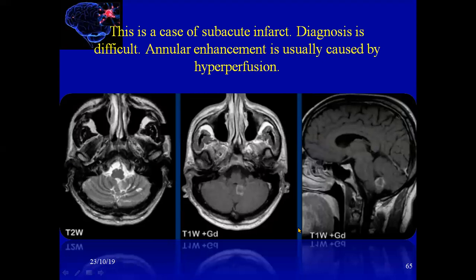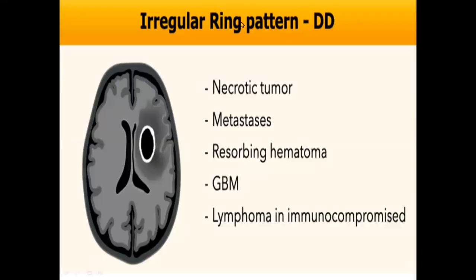This is a case of a subacute infarction here in the cerebellum that shows annular enhancement. That may be caused by hyperperfusion after ischemia. An irregular ring pattern can be seen in necrotic tumor, metastasis, resorbing hematoma, GBM, and lymphoma in an immunocompromised patient.